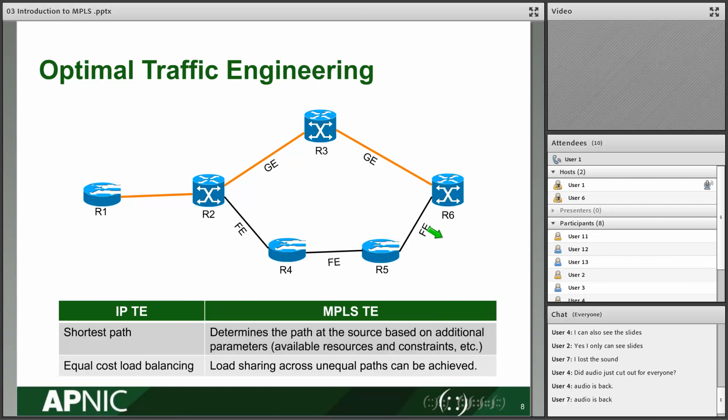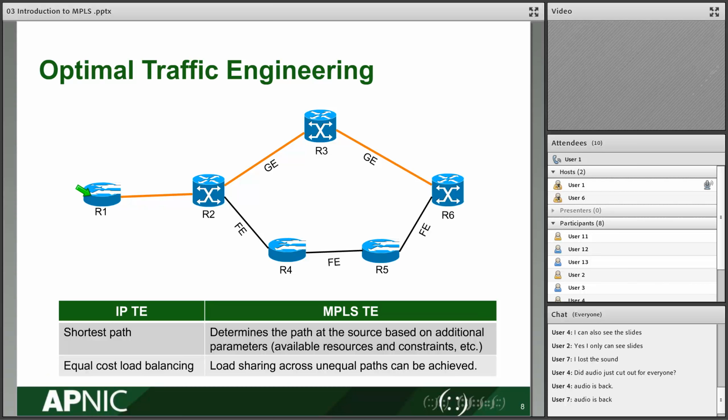Traffic engineering. And for IP, what can we do? IP normally uses the shortest paths based on the cost. For example, OSPF is based on the cost, and then goes to the shortest link. And if you have multiple links and you want to share the traffic across them, maybe you use equal cost load balancing, ECMP, equal cost multi-path.